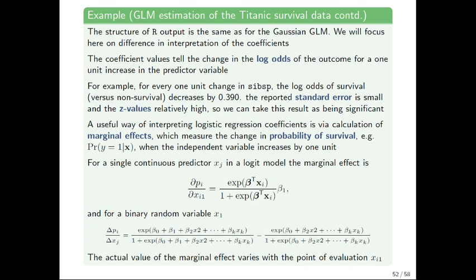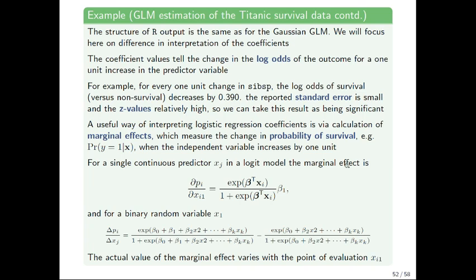But interpreting results in terms of log odds is not very intuitive. What we'd really like to know is how the variables affect the probability of survival itself. And a useful way of doing that is via what's called marginal effects, shown here, which measure the change in the probability of survival when the independent variable increases by 1 unit. For a single continuous predictor in a logit model, the marginal effect is the expression shown.